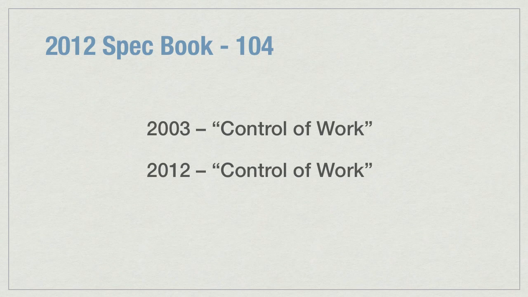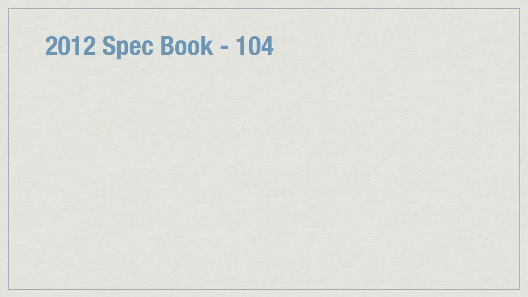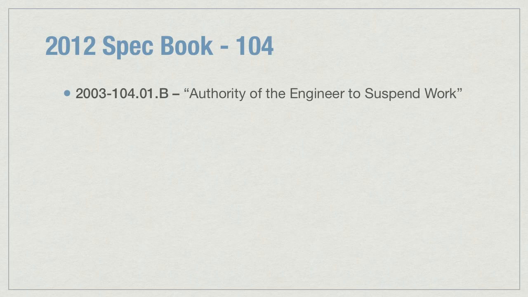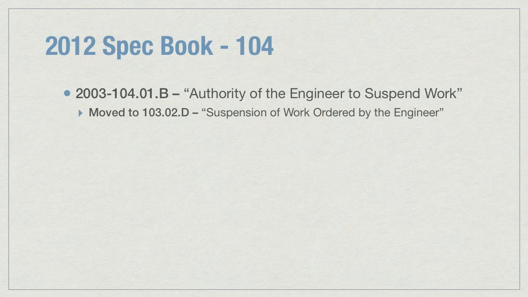Section 104, Control of the Work. Old subsection 104.01B, Authority of the Engineer to Suspend Work, has been moved to a new subsection in the 2012 book, 103.02D, Suspension of Work Ordered by the Engineer.